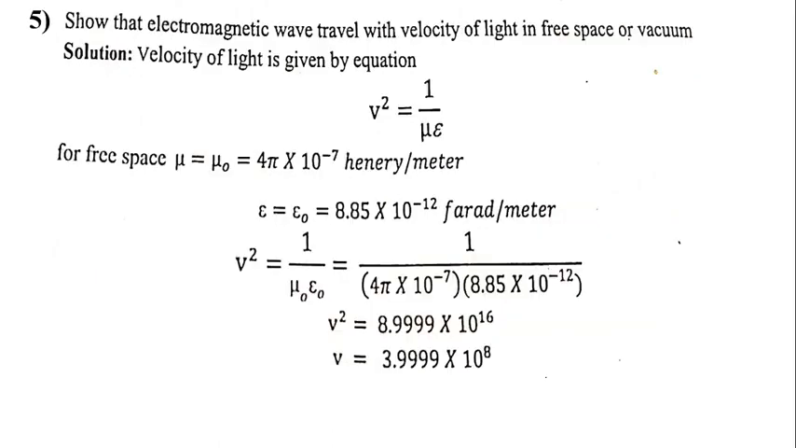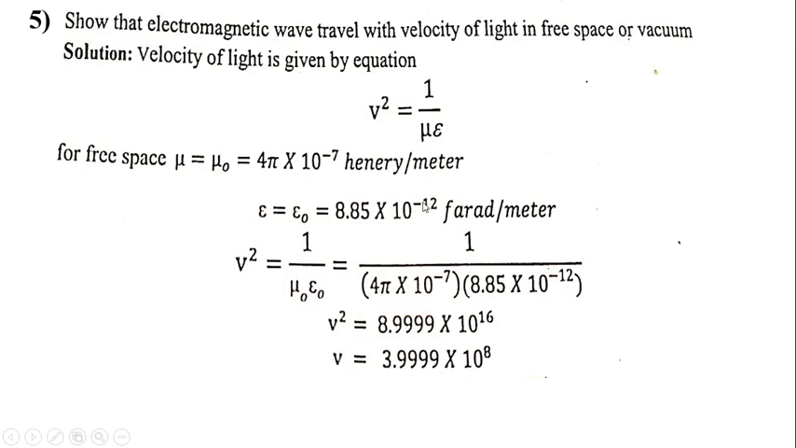Now show that an electromagnetic wave travels with velocity of light in free space or vacuum. So velocity of light is given by equation v square equal to 1 upon mu into epsilon. So here for free space mu equal to mu 0, that is equal to 4 pi into 10 raised to minus 7 Henry per meter, and epsilon equal to epsilon 0 equal to 8.85 into 10 raised to minus 12 farad per meter.